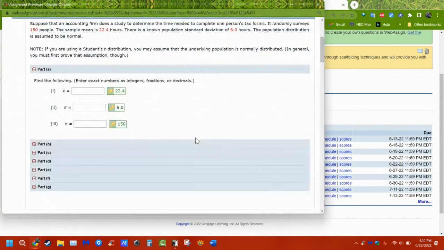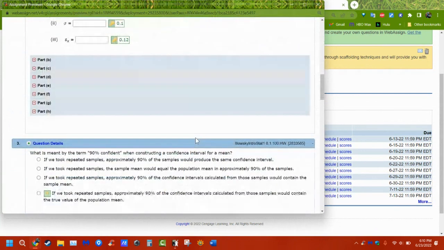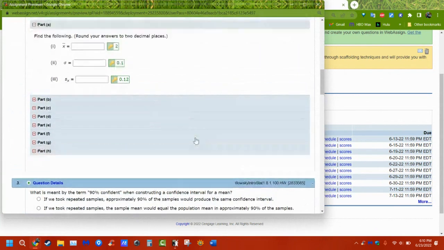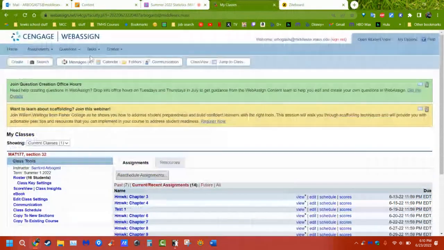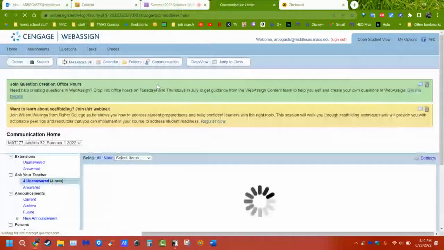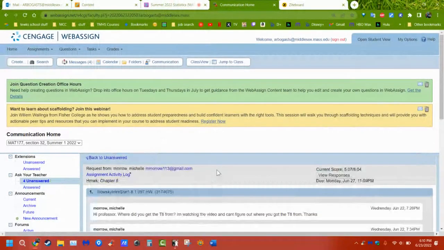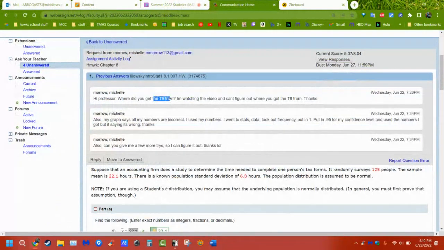I'm trying to find it. That's fine. I sent a message through the homework app. Oh, let me open that up. You sent a bunch of them. I know. Sorry. Oh, the T8. What that is, that's the degrees of freedom. If they tell us that there are 9 samples, the degrees of freedom is one less than that.